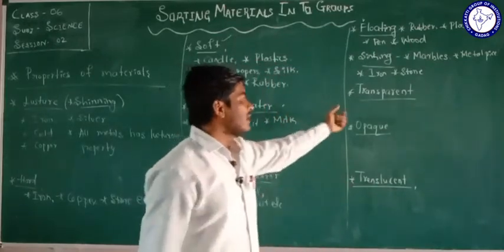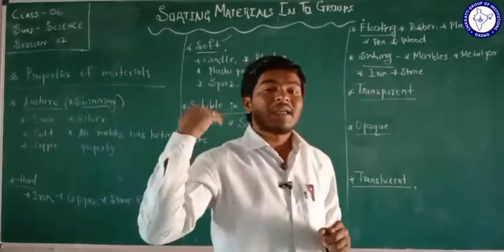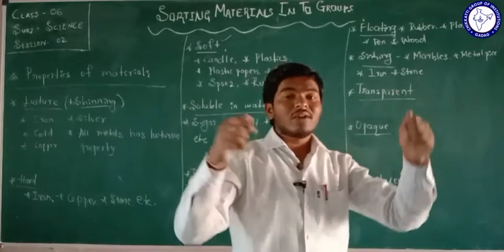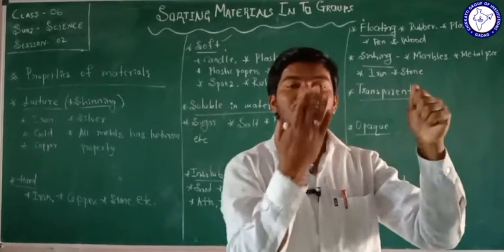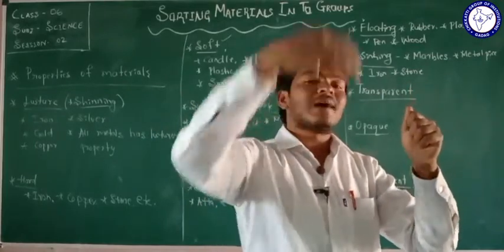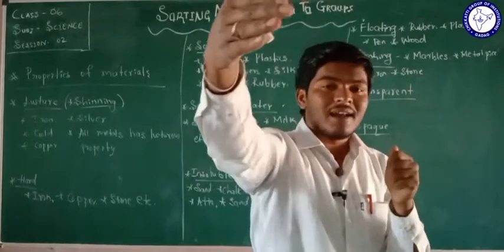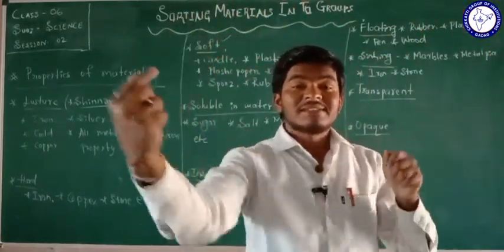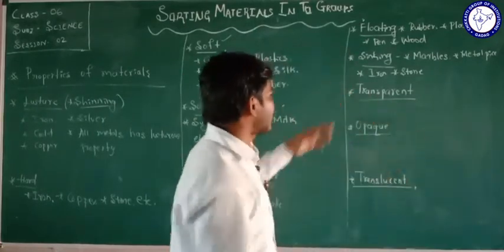So what is transparent here? Any material which allows the light to pass through it. When you place a clear glass opposite to your face, you can easily see the opposite objects which are present opposite to your face or behind that glass, because it is transparent. Transparent means it allows the light rays to pass through it. So what is a transparent here?